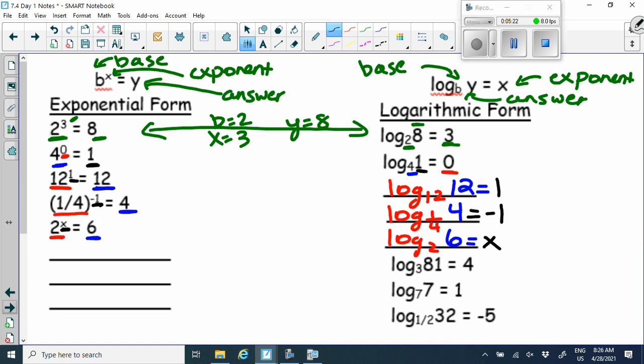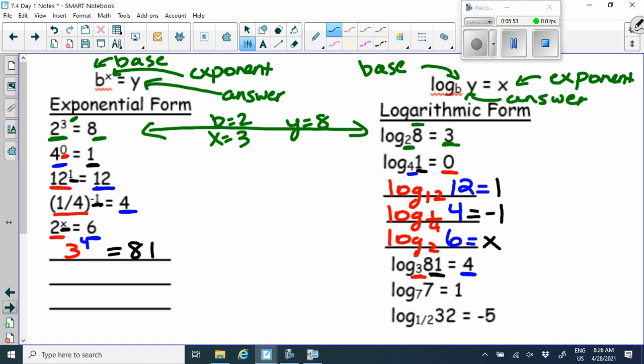Okay, now let's switch that. So now we're going to go from logarithmic form to exponential. We do the same thing: we have to identify the base. Let's look at log base 3 of 81 equals 4. Well, 3 is our base, so that's going to be the base on our exponential. Now, the 81 is going to be our answer, and the 4 is our exponent. So that's 3 to the 4th, equal to my answer, which is 81.